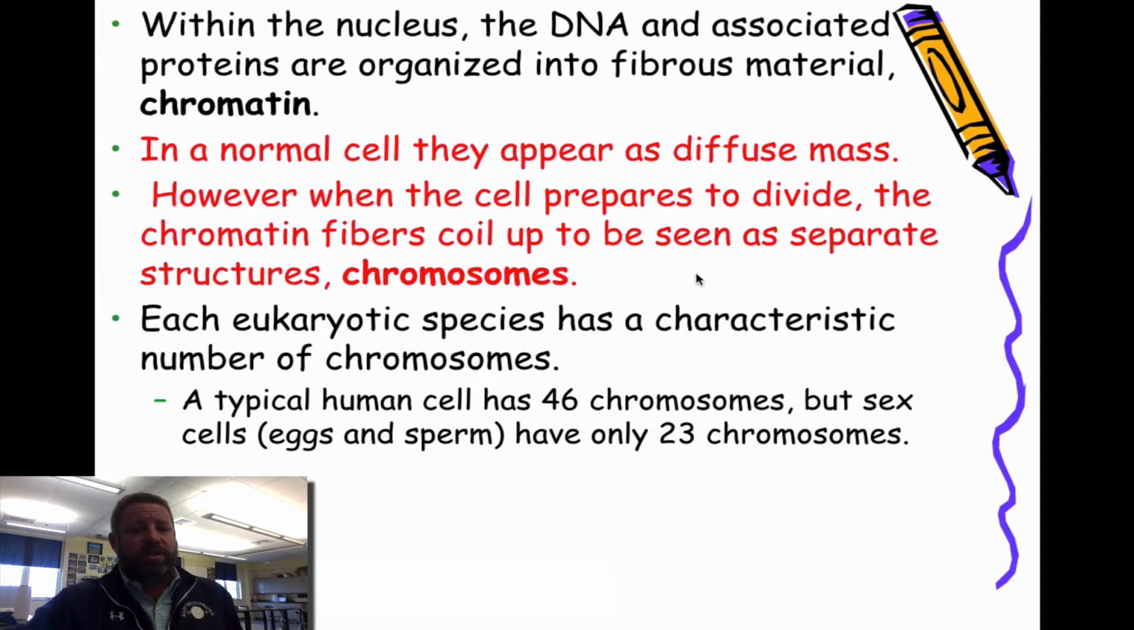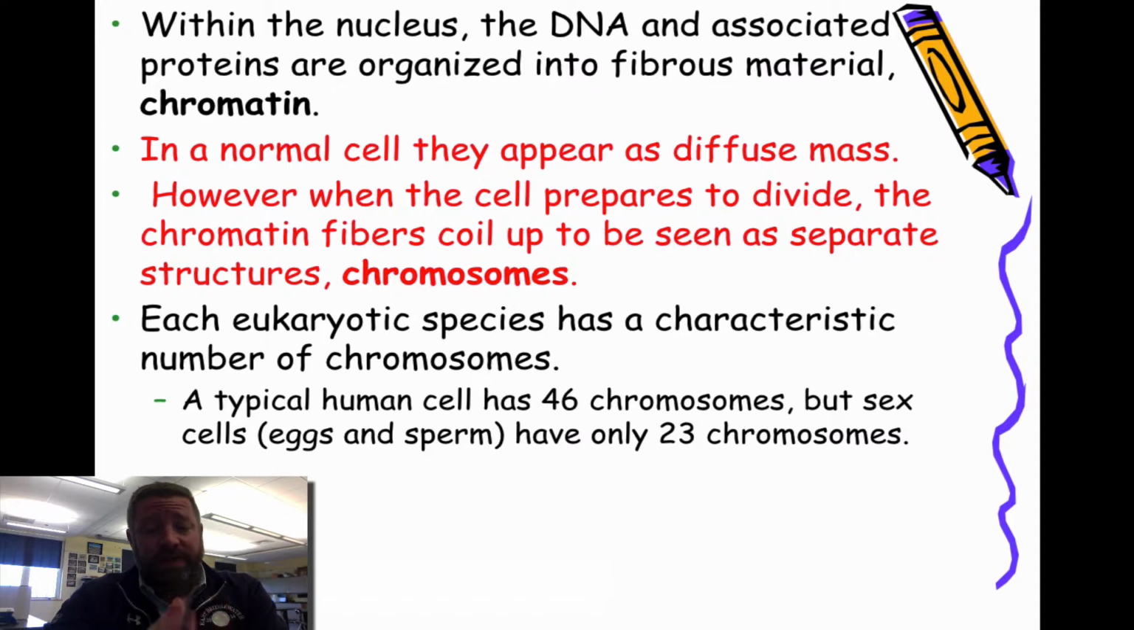Chromosomes only exist during mitosis or meiosis, which only happens about 10% of the cell's life. So 90% of the time, chromosomes don't exist. They're in the form of chromatin, or unwound spaghetti-like fibers. Okay, chromosomes, you've seen those looking like X's. We'll talk more about those as time goes on.